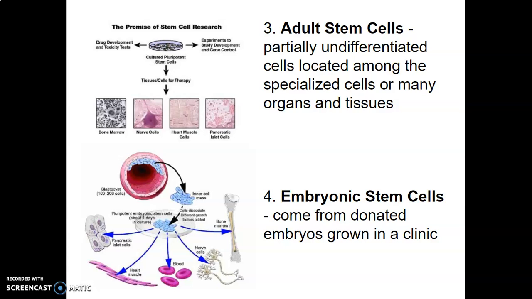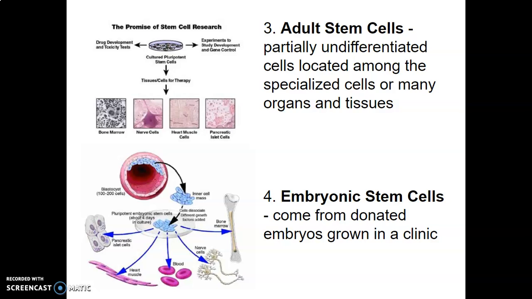One is adult stem cells. The name says, oh, just adults, but this is matured stem cells. So even as an adolescent right now, you have adult stem cells. These are partially undifferentiated or partially specialized cells. They're located among all the specialized cells that you have in your body.